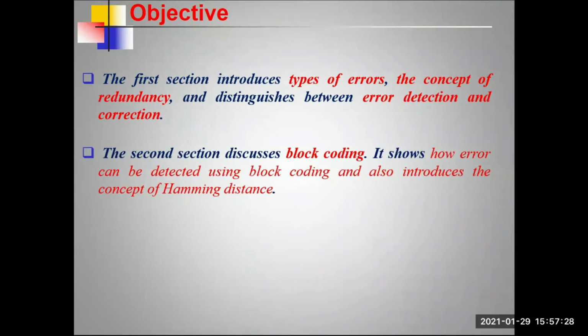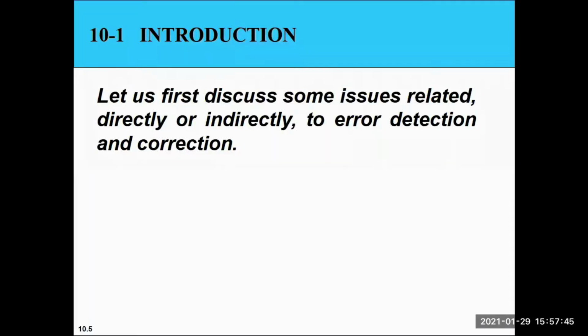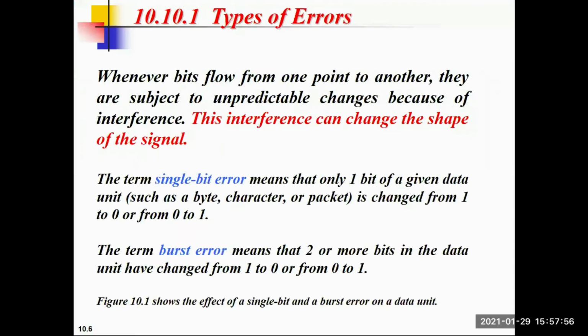So in block coding, we will see how error can be detected using block coding and also introduce the concept of Hamming distance. So let us first start with the introduction. So mainly in this lecture, we will deal with error detection and correction technique. Whenever bits flow from one point to another point, they are subjected to unpredictable change because of interference. And this interference basically changes the shape of the signal.